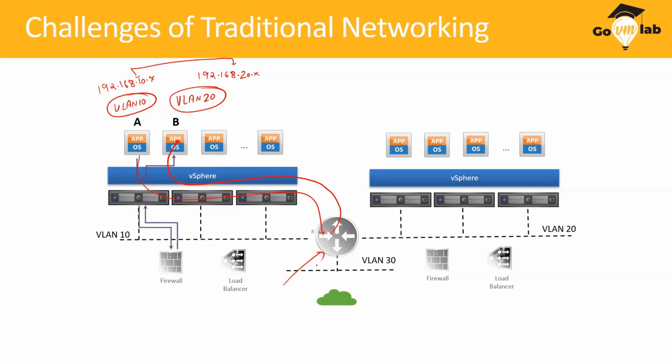For all this L3 networking, you have a dependency on the centralized router which you have deployed right here. This is again a classic example of hairpinning. And now imagine a scenario: hairpinning was not a problem in your physical world. In the physical networking world, there was no concept of hairpinning.